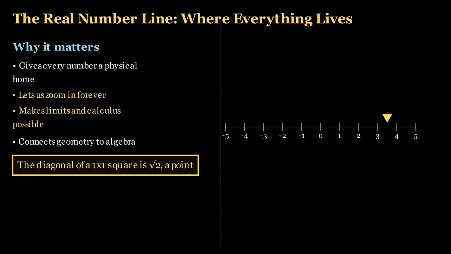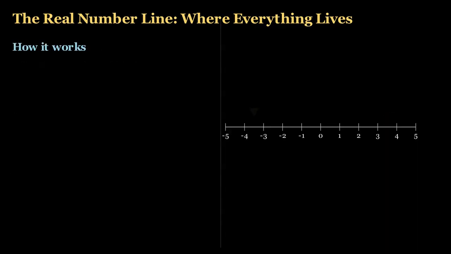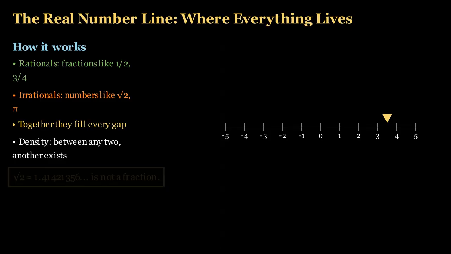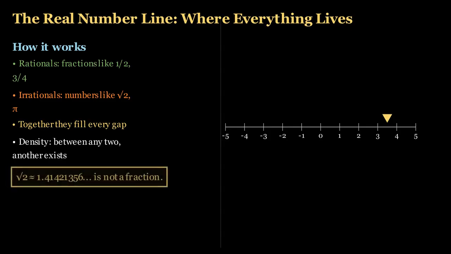But here is a surprise: even with all those rationals, the line still has holes. Think of a square that is 1 unit wide and 1 unit tall. Its diagonal has a length of the square root of 2. The ancient Greeks discovered, to their shock, that this number cannot be written as a fraction. It is an irrational number. Numbers like pi and the square root of 2 fill in the tiny gaps the rationals leave behind. Together, the rationals and irrationals form the real numbers, and they fill the line completely. Every single point is accounted for.